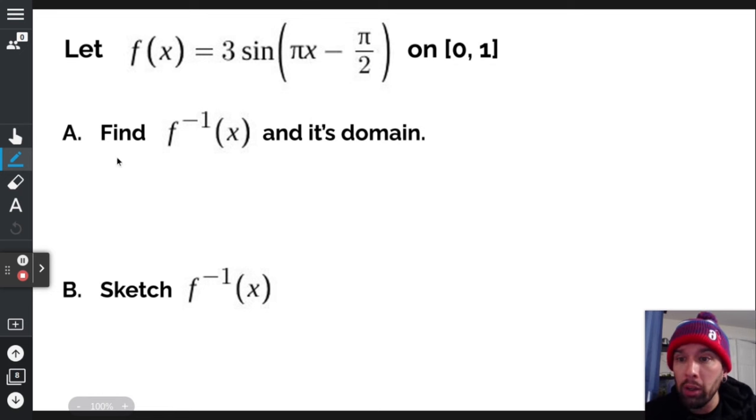So what I always do when finding the inverse is, f of x drives me nuts, so I'm going to change it to y. So y equals 3 sine(pi x minus pi over 2).